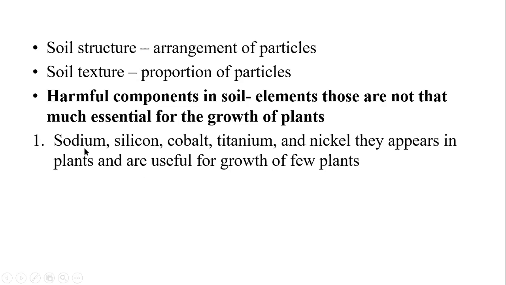It means that if you consider the first group, that is sodium, silicon, cobalt, titanium, and nickel, they appear in the plants, but they are useful for the growth of a few plants only, isn't it? Means they are not that useful for all the plants. They are useful only for a few varieties or a few types of crops.